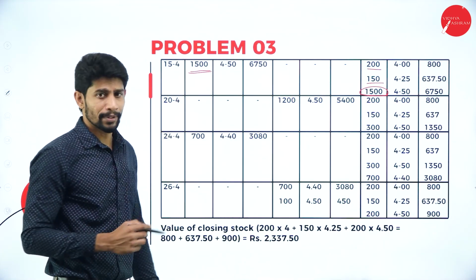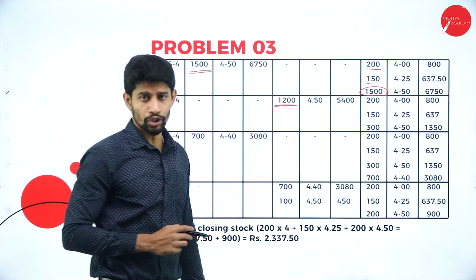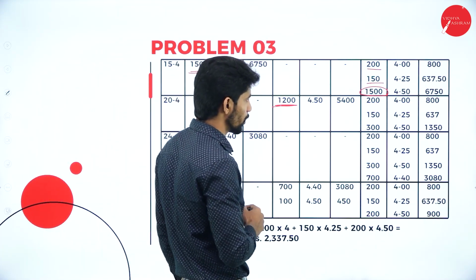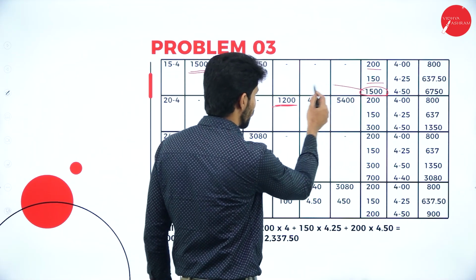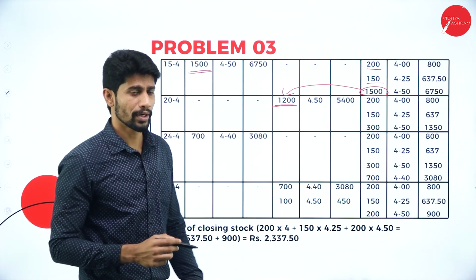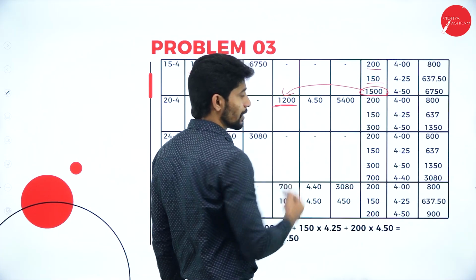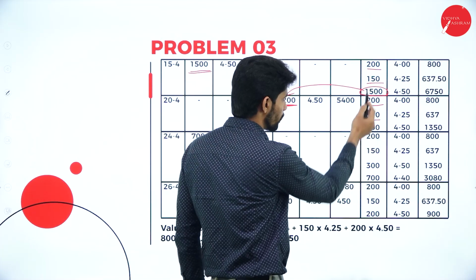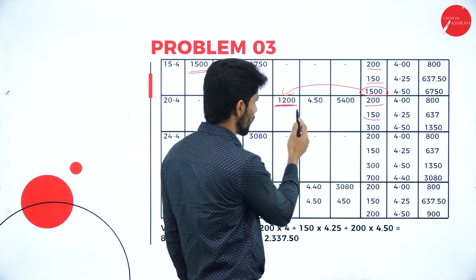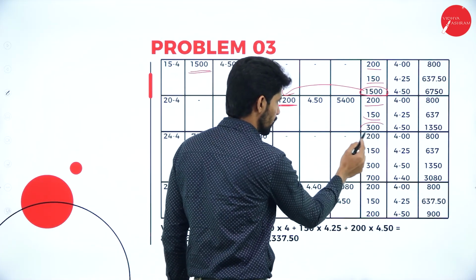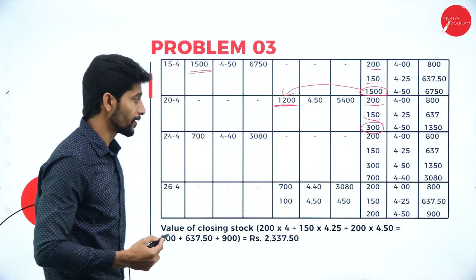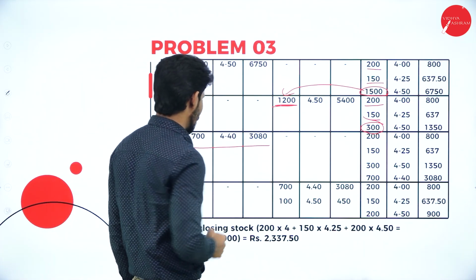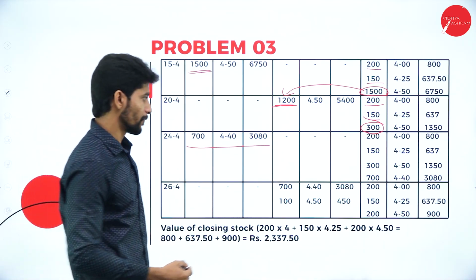Next, on 20th April they sold 1200 units. They issued 1200 units. So issue this 1200 units from this 1500. Okay, issue 1200 from the recently purchased 1500 units. So now write down the balance 200, 150 and from this 1500, 1200 is issued, remaining is 300 units. Easy. Next, 24th April purchased 700 units at 4.40.